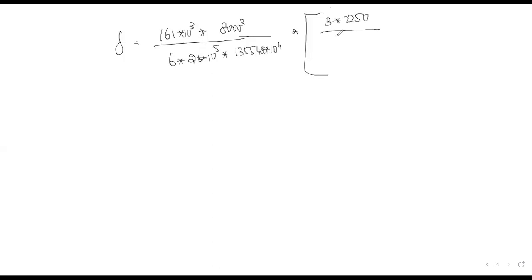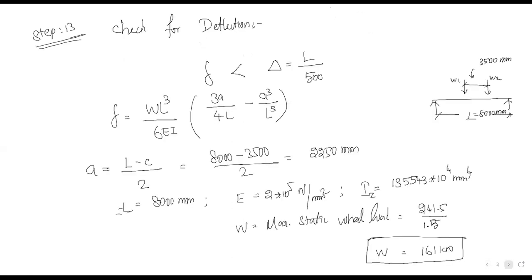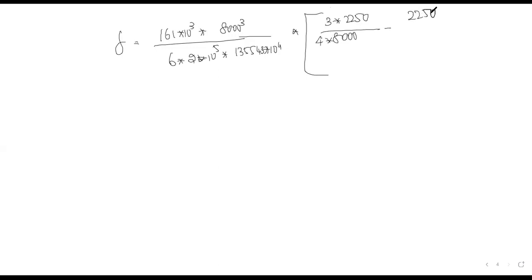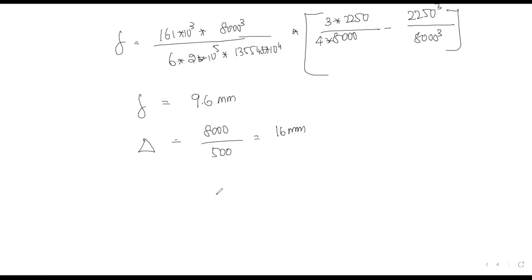So if I substitute all the things into this equation, delta is equal to 161 into 10 cube into 8000 cube divided by 6 into E into I, 135543 into 10 to the power 4, multiplied with 3 into A divided by L, minus 4 times A cube divided by L cube. Here, A cube is 2250 cube divided by L cube 8000 cube. If we substitute this, the del value becomes 9.6 mm. So what about capital delta? That is 8000 divided by 500. It becomes 16 mm. Therefore, small del should be less than capital delta, the permissible limit.